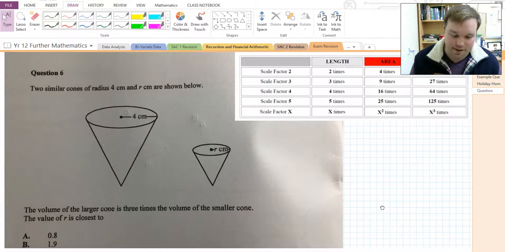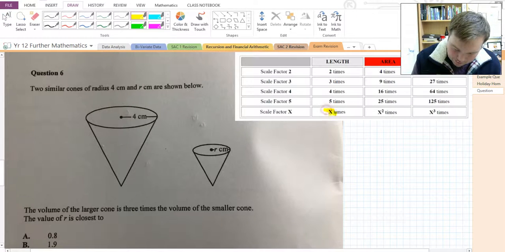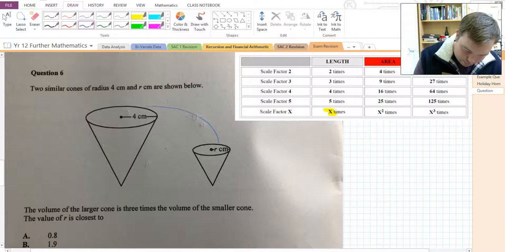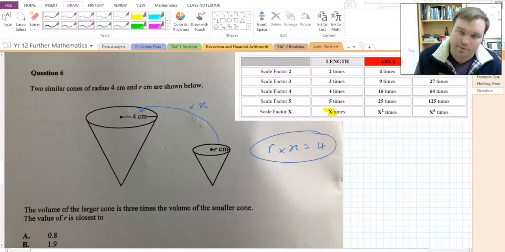So with scale factor, the one we most commonly work with is length. So in terms of length, we know that if we take one length on the smaller shape, multiply it by the scale factor, we get the length on the larger shape. So from r to 4, we can say multiply by x. We will do r multiplied by x is equal to 4. And remember that equation to come back to it.